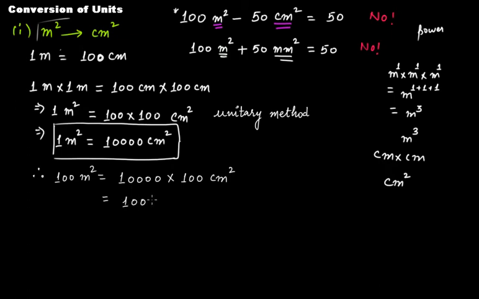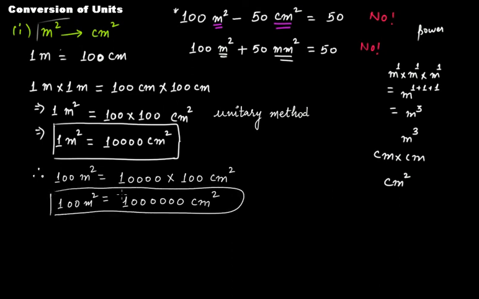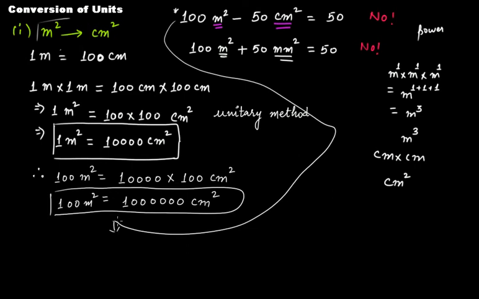This gives you 1, 2, 3, 4, 5 and 6, right? So 1,000,000 centimeter square. This is 100 meter square using the unitary method. So write it here to solve this one: 1,000,000 centimeter square minus 50 centimeter square.